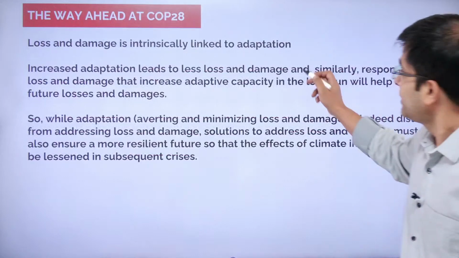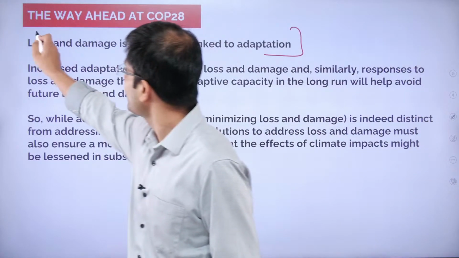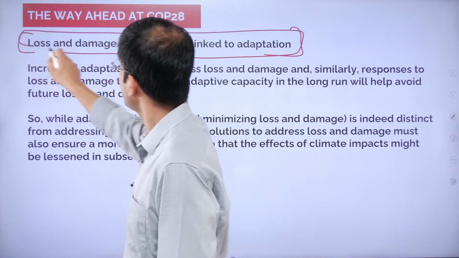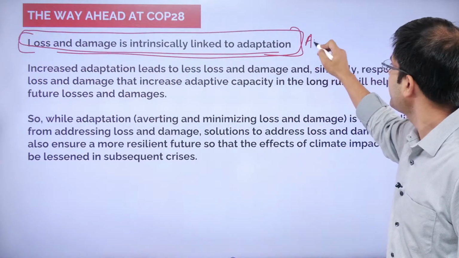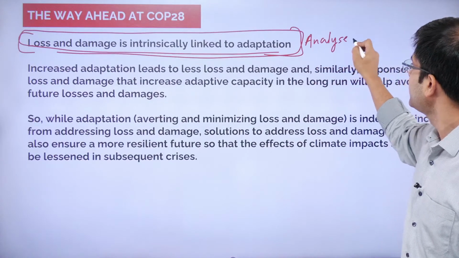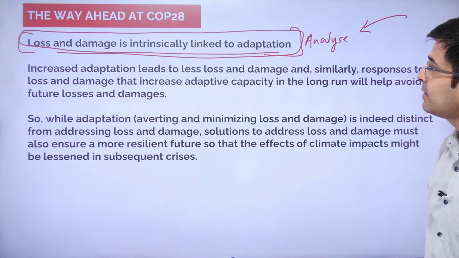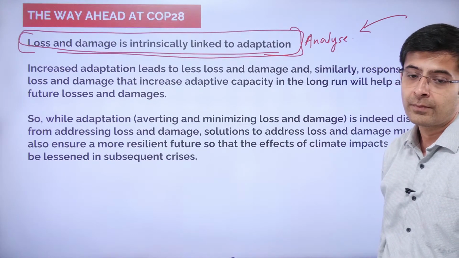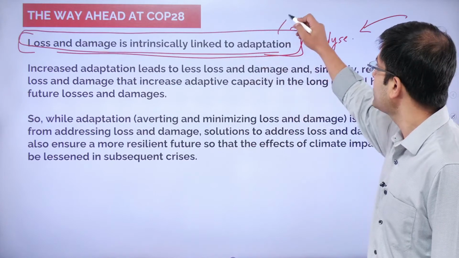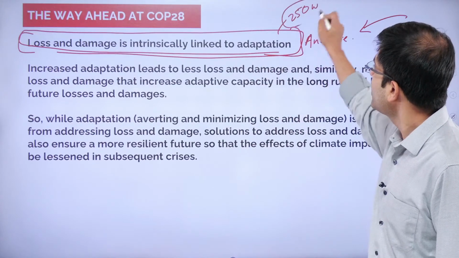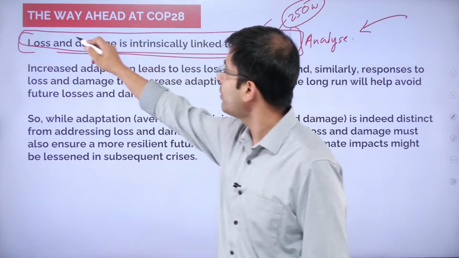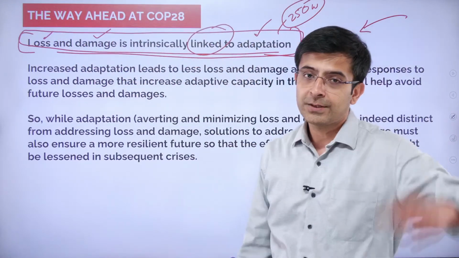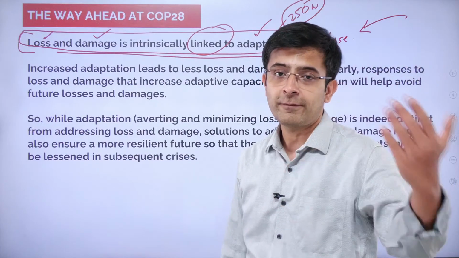So, this is again, look at this. Can't this just be a question of mains in isolation? If it just needs to be written word here, analyze. Simple. A question of mains in isolation. Loss and damage is intrinsically linked to adaptation. This question is perfect for, say, a 250 word answer. Because again, you have to talk about adaptation, you have to talk about loss, you have to talk about damage, and you have to talk about the link. Historical link, environmental link, financial link, all of that.